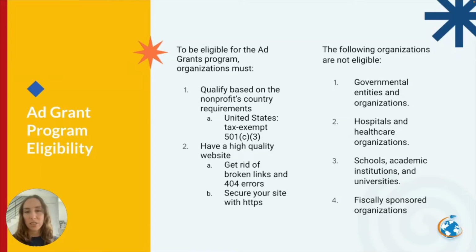So, in addition to just the status of your nonprofit, you do have to have what's called a high quality website in order to apply and get the ad grant. Some things that you can do here to have a high quality website are first getting rid of broken links and 404 errors. If you have a developer, you can work with them on that. You just want to make sure that everything on your site is functioning properly. This is really just a good thing to do in general, even if you're not applying for the Google Ad Grant. And then you also want to secure your site with HTTPS. You can also work with a developer on that as well, but definitely recommend getting those things squared away before applying.